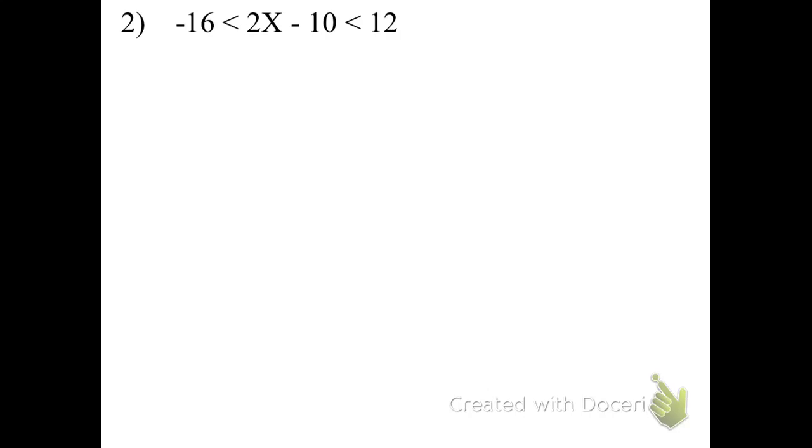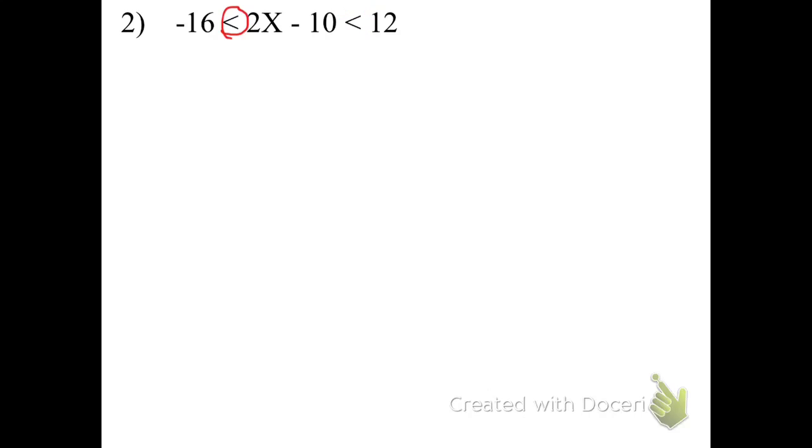Alright, let's move on to question 2 and 3. These ones are inequalities. They're both inequalities, but one of them you're solving for a variable. On this one, it's a compound inequality. Notice the two inequality signs. That means we have two inequalities we need to solve.